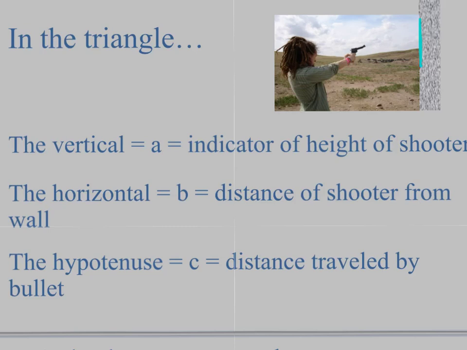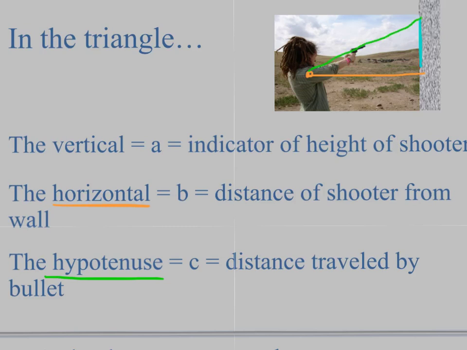The horizontal, B, is going to be the distance of the shooter from the wall. So the horizontal is going to be from our shooter's shoulder over to the wall. And that's going to tell us the distance the shooter was from wherever the bullet ended up. And then the hypotenuse, C, is going to be the distance traveled by the bullet.